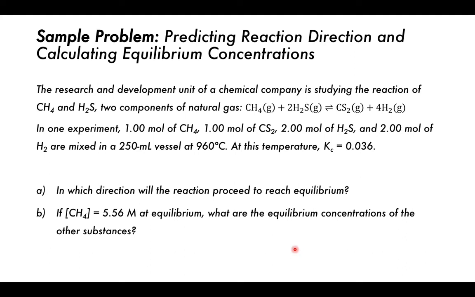In one experiment, 1.00 moles of methane, 1.00 moles of carbon disulfide, 2 moles of H2S, and 2 moles of H2 are mixed in a 250 milliliter vessel at 960 degrees Celsius. At this temperature, Kc is equal to 0.036. And so we're asked two things. A, in which direction will the reaction proceed to reach equilibrium? And B, if the concentration of methane is equal to 5.56 moles per liter at equilibrium, what are the equilibrium concentrations of the other species?